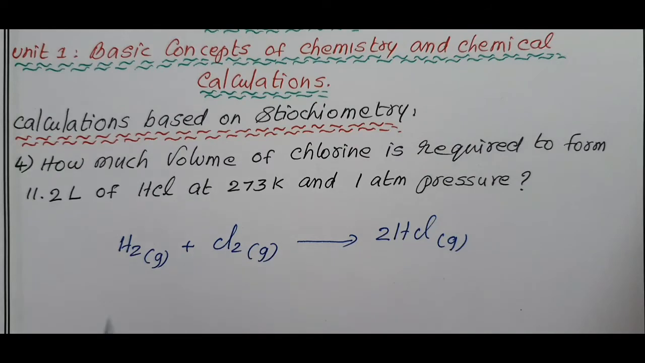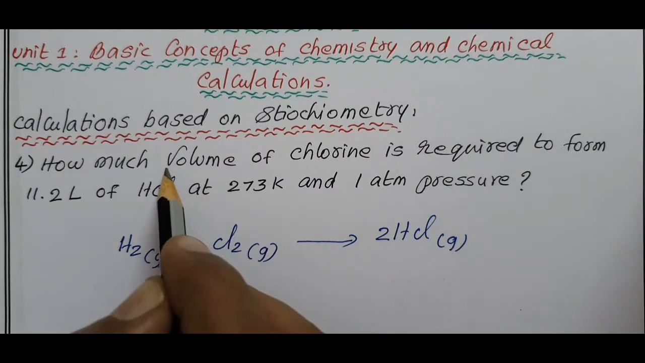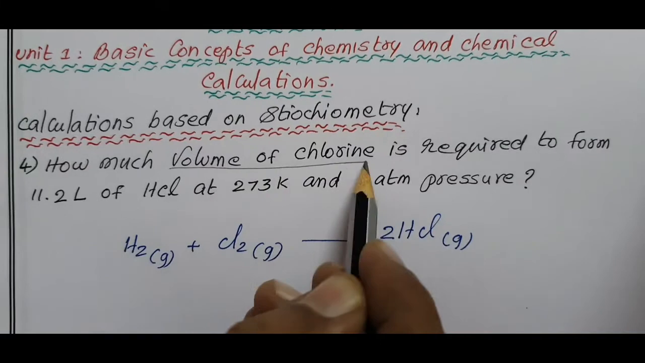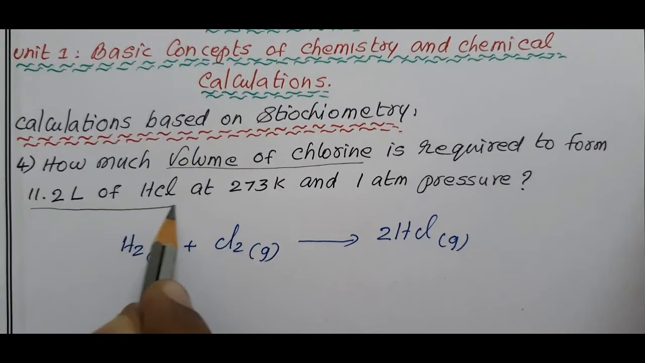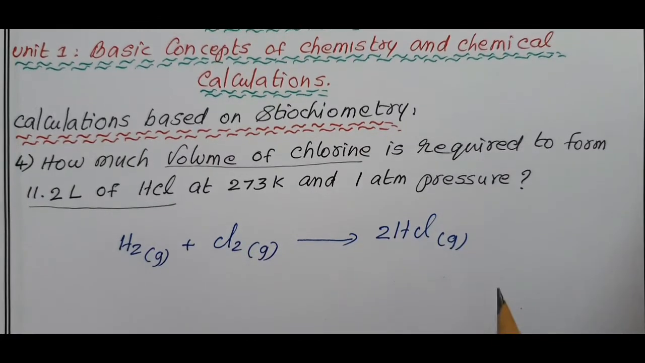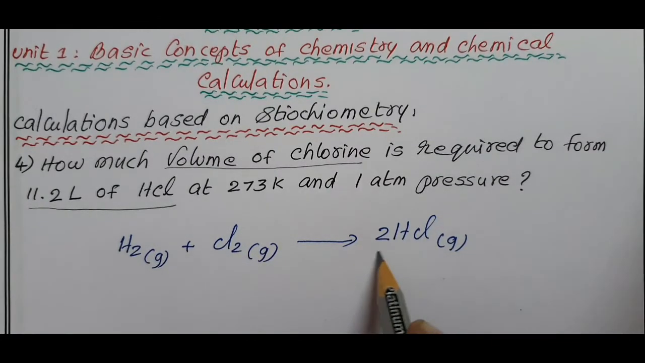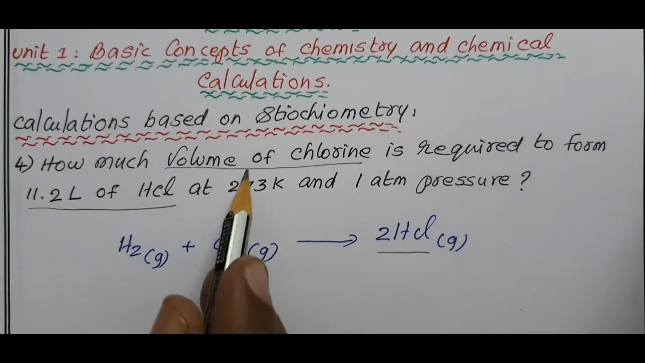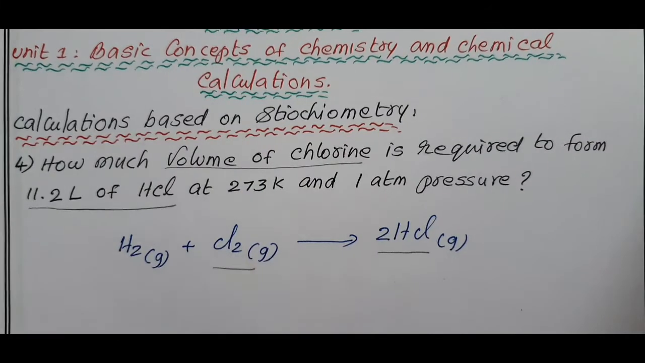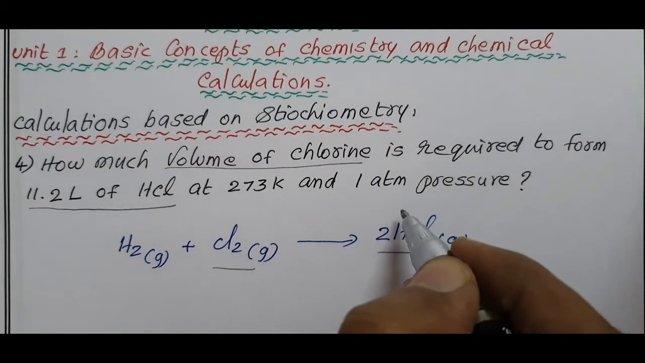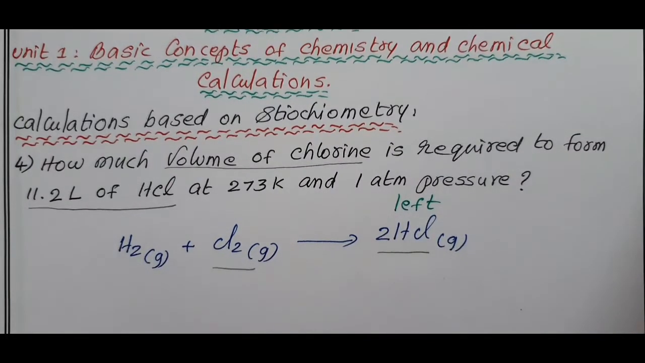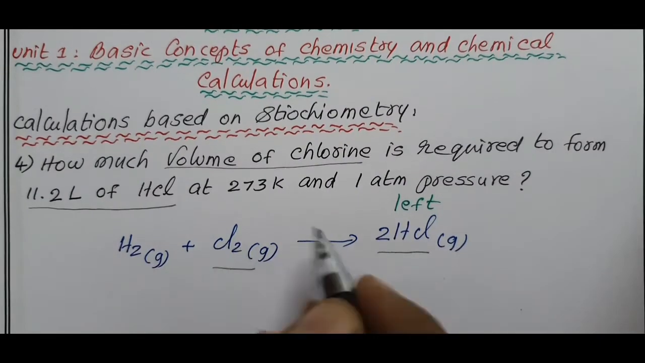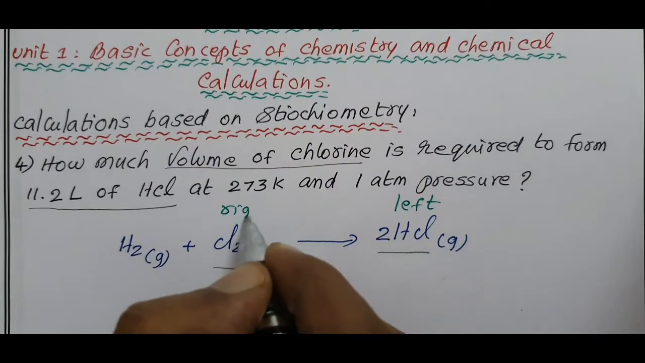Which volume is asked? Our question is how much volume of chlorine is required. The volume of HCl is given. So, in this equation, HCl is the given value and chlorine is the question value. The given value should be written on the left side when you write this sentence, and the question molecule should be written on the right side.